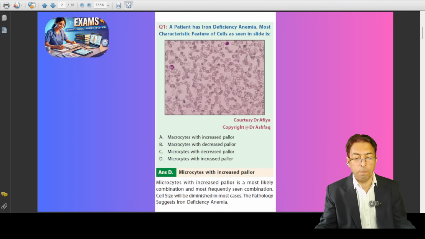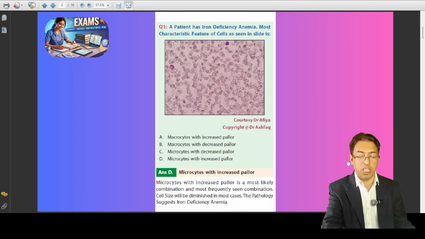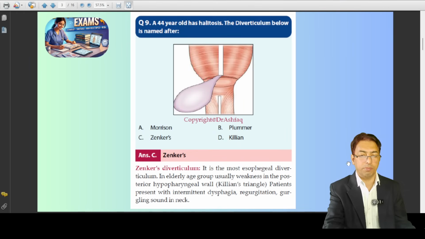So this is very important. The cell size is diminished. The pathology suggests iron deficiency anemia, and there will be increased pallor rather than decreased pallor. So that is very important. That's why the students got this question wrong. It is not only the preparation, it is the concentration at your table which matters a lot.